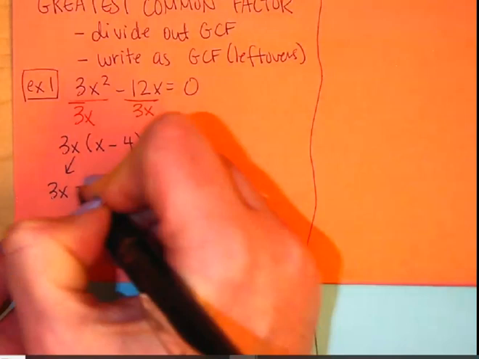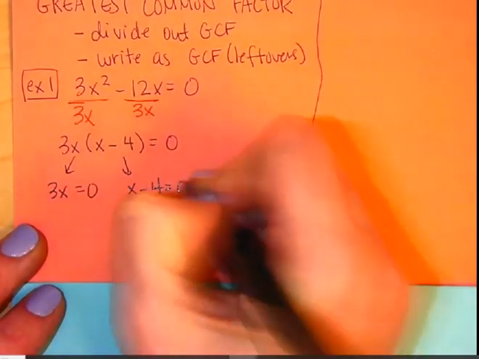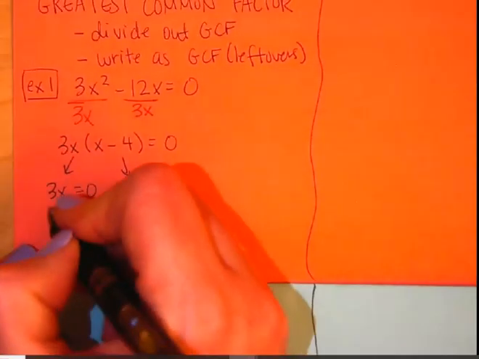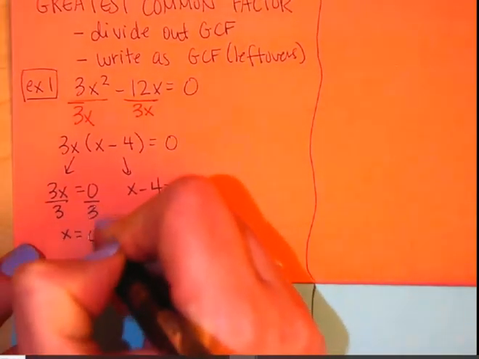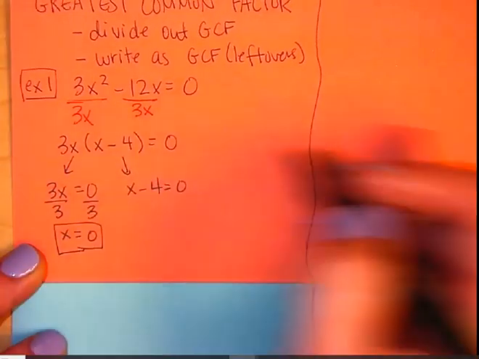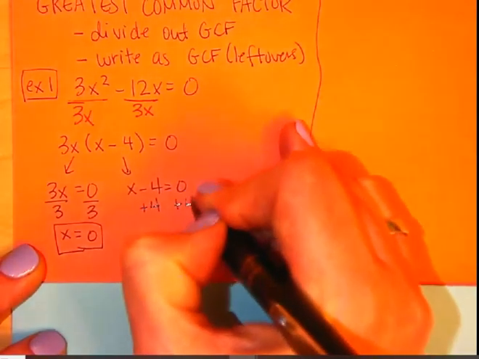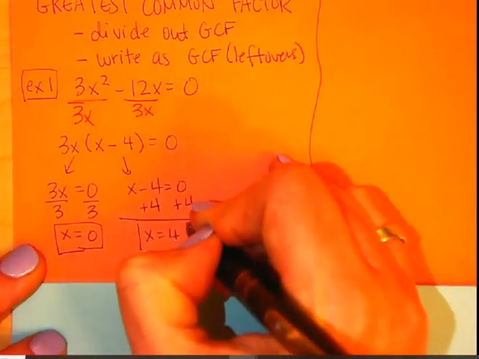Now that it's in factored form, we break it up into individual equations, both of them set equal to 0, and then we solve those. The first one I solve by dividing by 3, so that gives me x equals 0. And the second one I solve by adding 4, x equals 4.